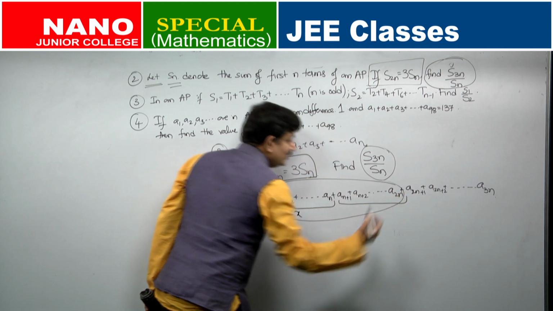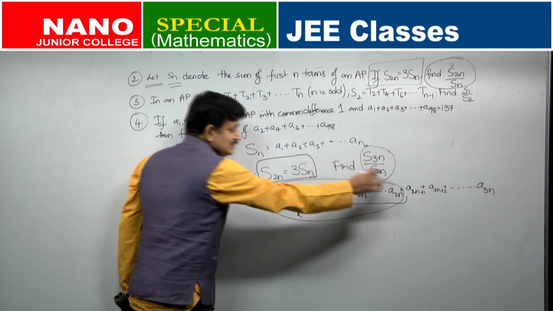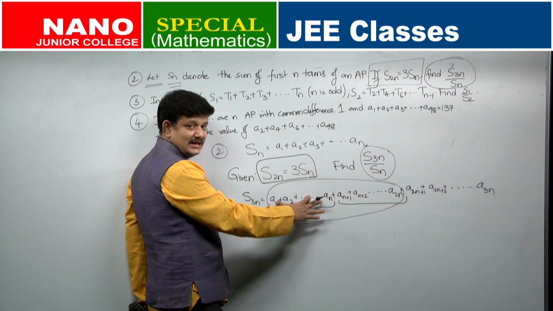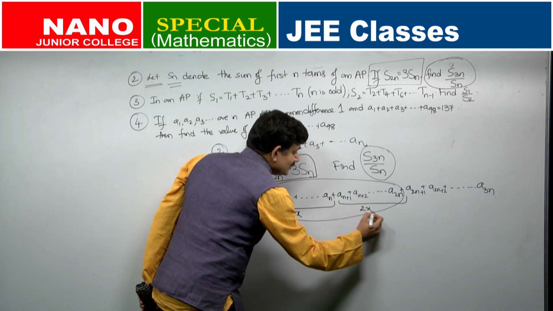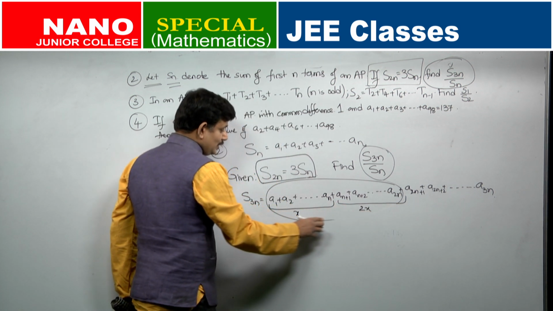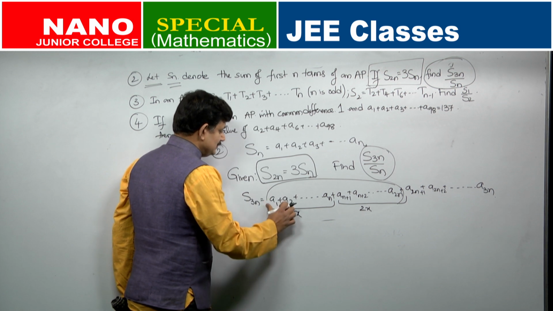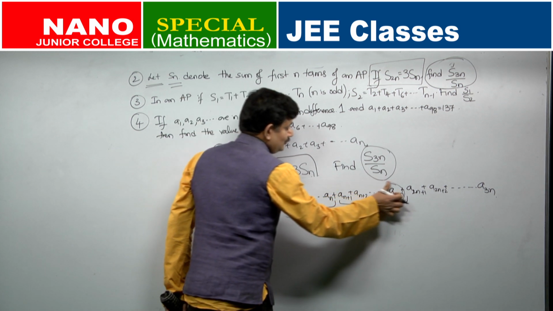So, what will be this remaining part? A n plus 1 to a 2n. This total thing is 3x. This is x. So, this part will be 2x. Yes or no? So, that the total is 3 times of Sn, 3 times of 2x.